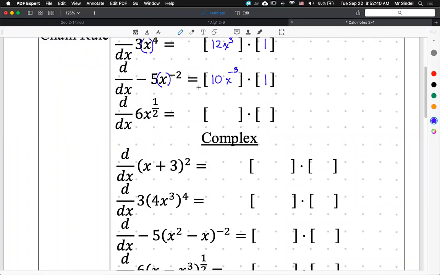Okay, so we're going to multiply this power down to the coefficient. Half times 6. What's half of 6? Would it be 3x? 3x, okay. And then after we multiply down, we're going to subtract the power. So a half minus 1.